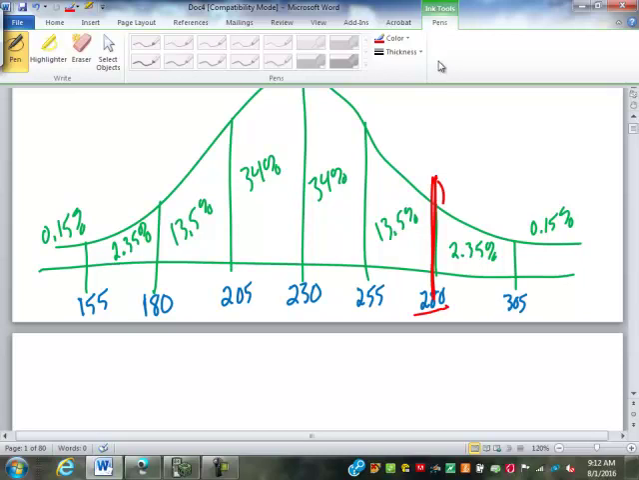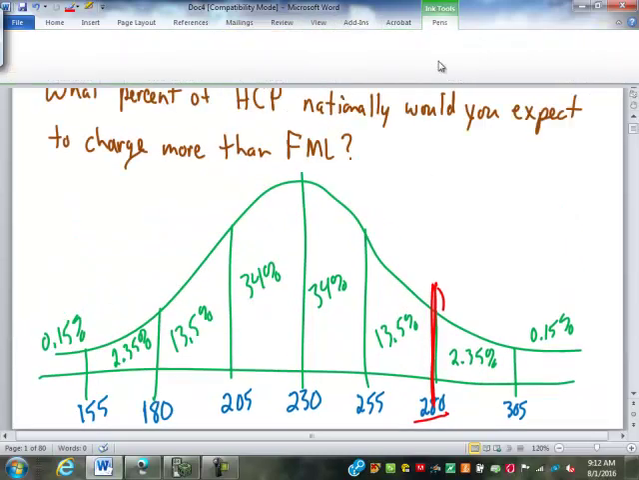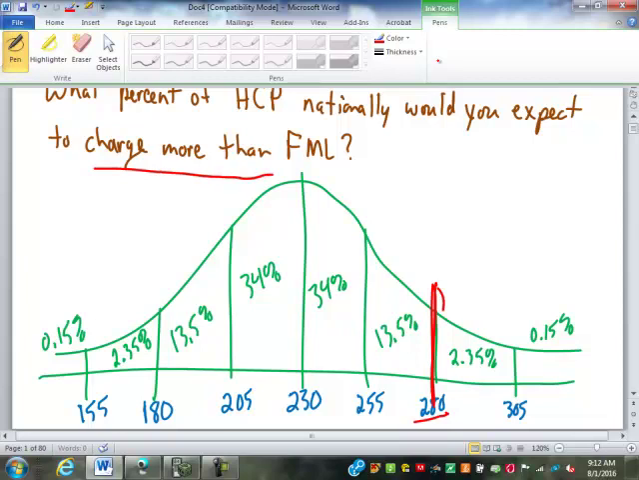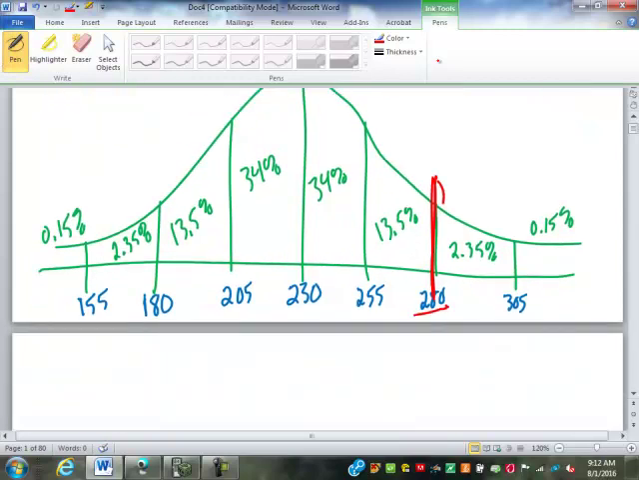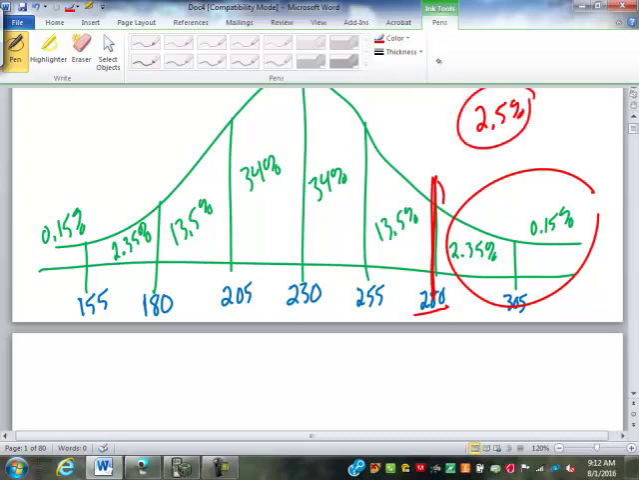So what percent do we expect to charge more than FML? Add those up, it's 2.5%. So FML is expensive, but it's not the most expensive. Any questions?